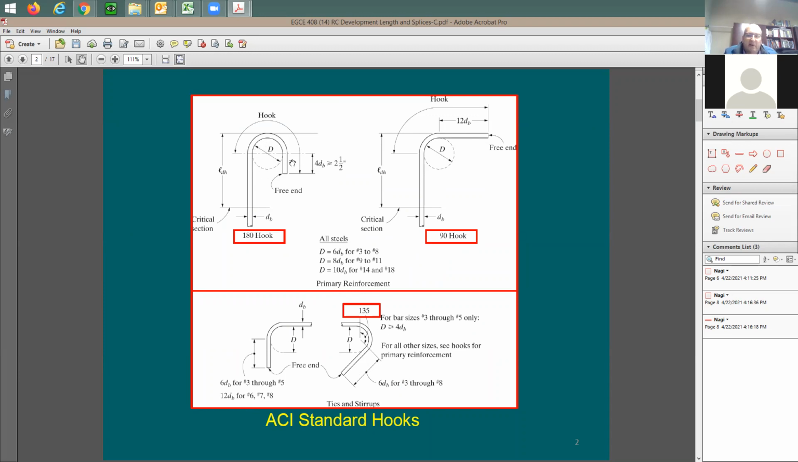So you have certain detailing requirements that we need to follow here. So we know what the 90-degree hook is, we know what the 180-degree hook is, we know what the 135-degree hook is. The 2 common ones that you're going to see in beams and columns are the 90-degree and the 180.